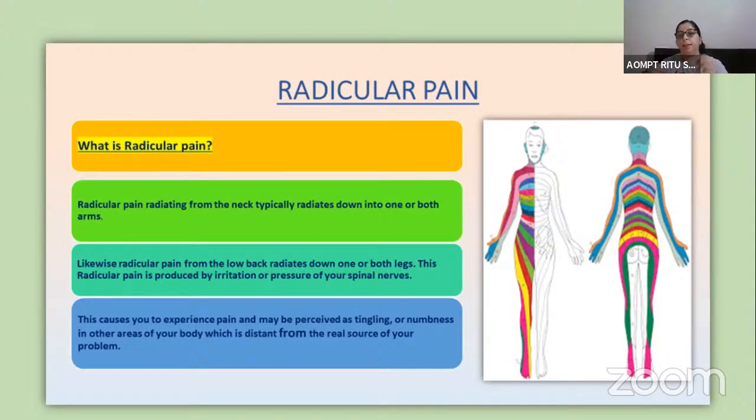It may be perceived as tingling or numbness in other areas of your body, distant from the real source of your problem, from cervical to the upper limb, or from lower back, lumbar, to the lower leg. So in this kind of condition, the cause is in the proximal part and the pain is radiating towards the distal part. This is the kind of sensation we feel in radicular pain.